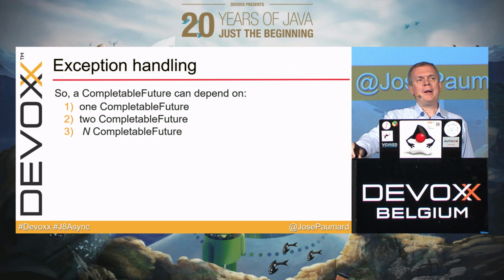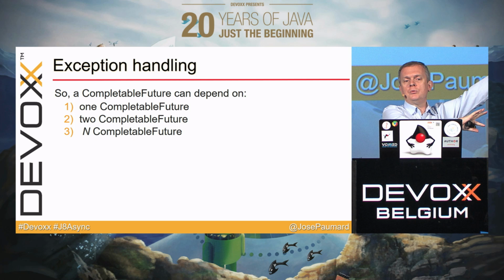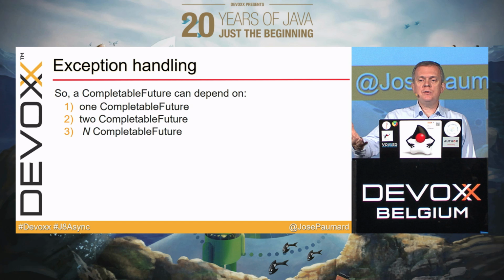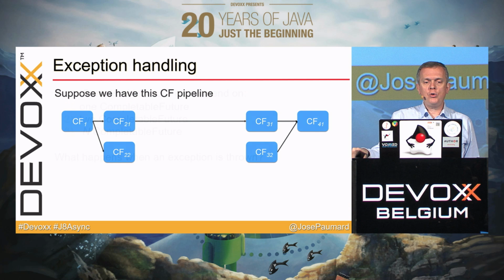Let us talk a little about exception handling, because it's really a key point, I think, of this kind of thing. So basically, a completable future can depend on one completable future, two completable futures with the first method we saw, and n completable futures with the two last static methods we just saw. What happens if an exception is thrown in this chain of completion stages? Well, let us have a look at such a chain.